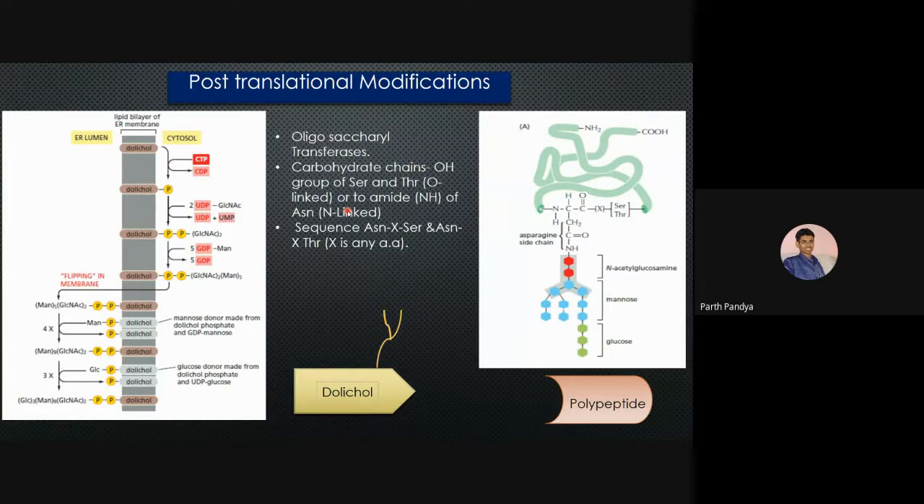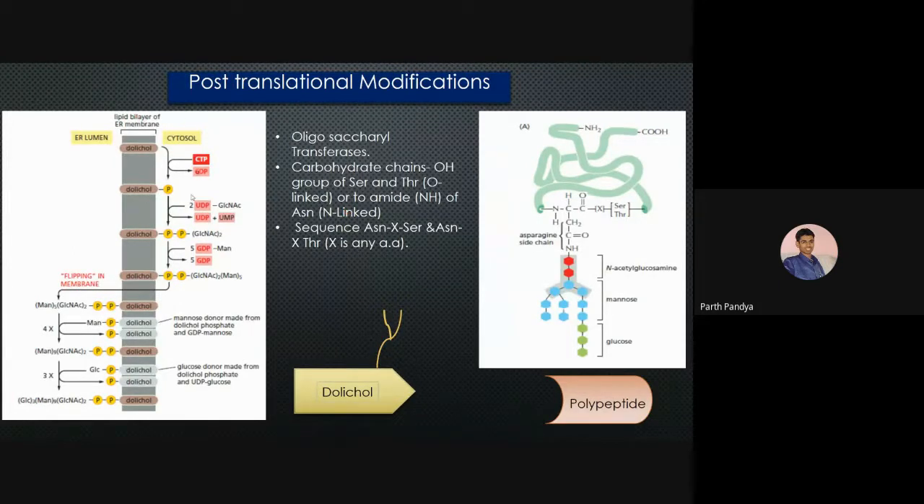One is called N-linked oligosaccharide, meaning N-linked glycosylation, and the second one is called O-linked glycosylation. N-linked glycosylation occurs in the endoplasmic reticulum, whereas O-linked glycosylation occurs in the Golgi complex. We'll see in the next few slides.